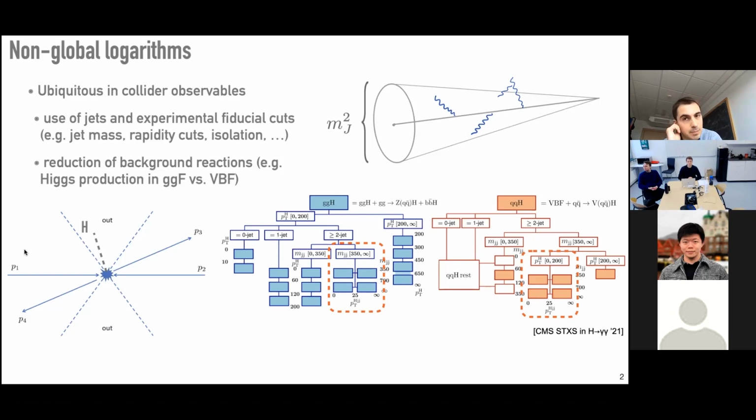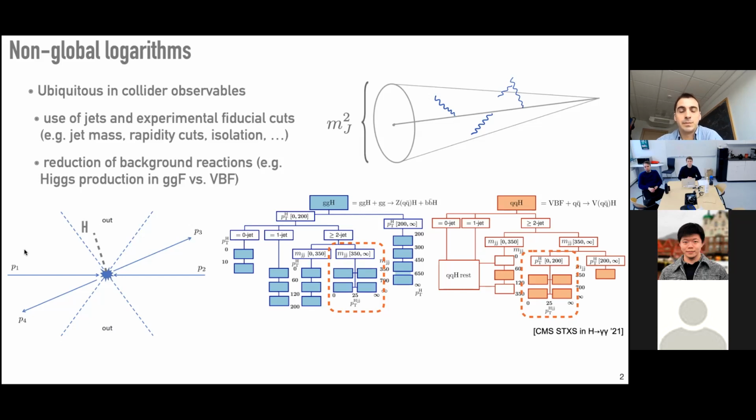There are many examples in collider physics. One is, of course, the use of jets, like the measurement of the ungroomed jet mass, or the application of rapidity cuts on jets, as well as isolation criteria on photons, for instance. All of these receive a contribution from non-global corrections, as well as the application of jet vetoes that, for instance, are used to classify events according to their jet multiplicity.